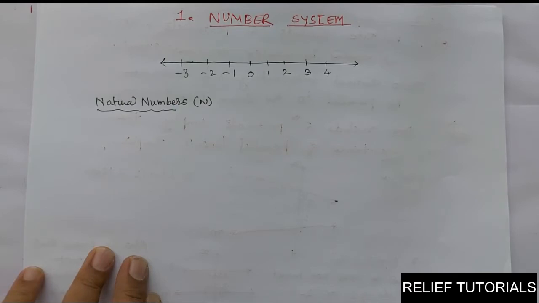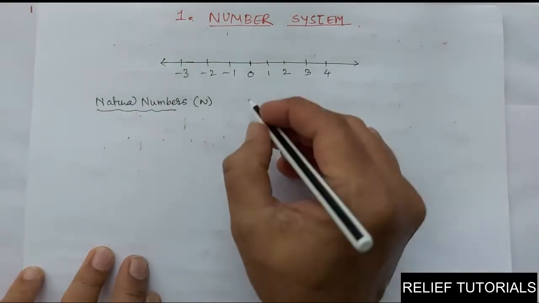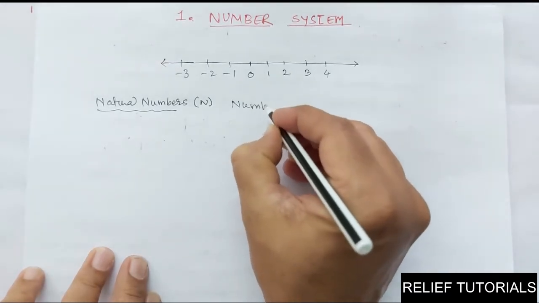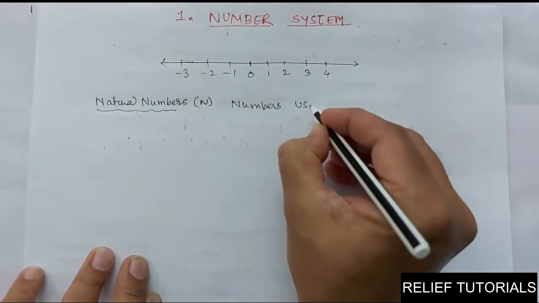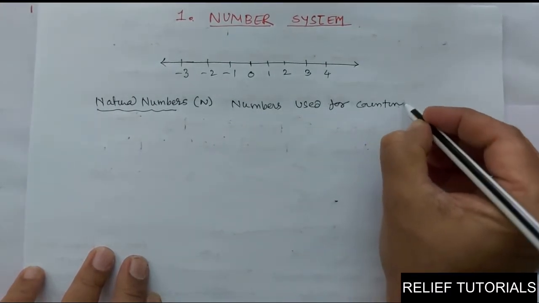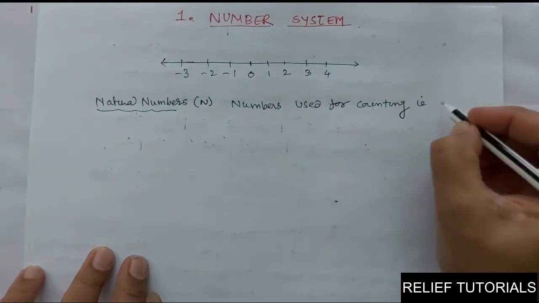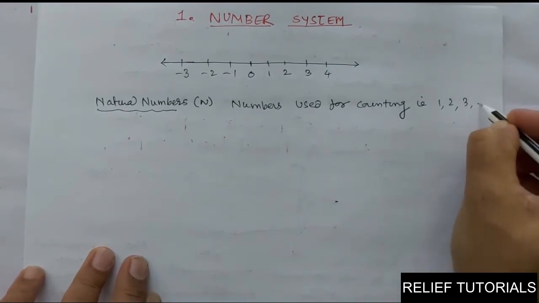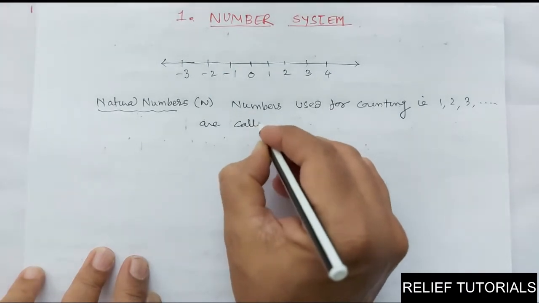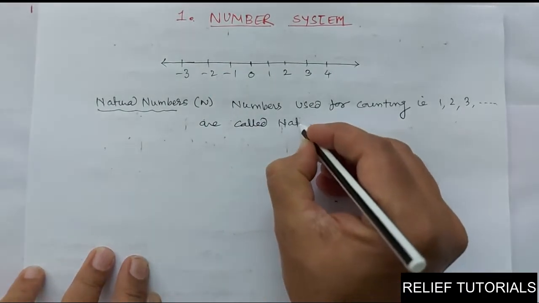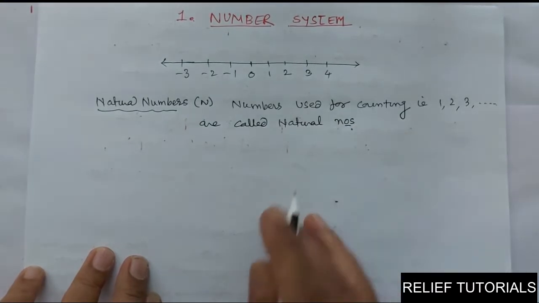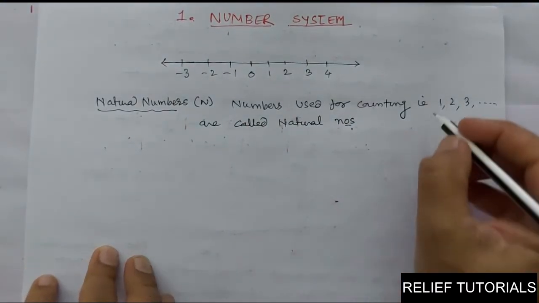So what are natural numbers? Numbers which are used for counting, that is 1, 2, 3, dash, dash, dash, are called natural numbers. So numbers which are used for counting are called natural numbers. The smallest natural number is 1.